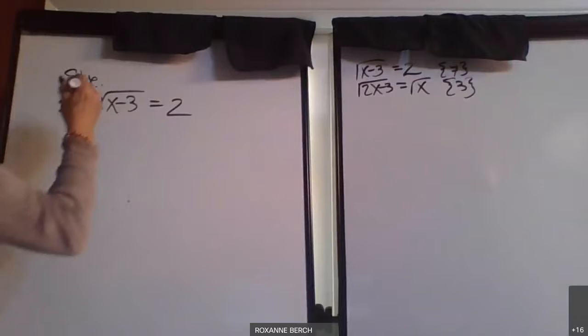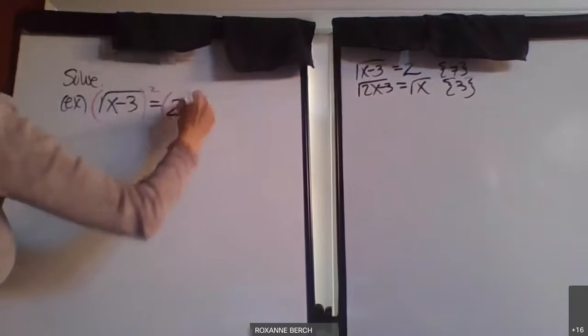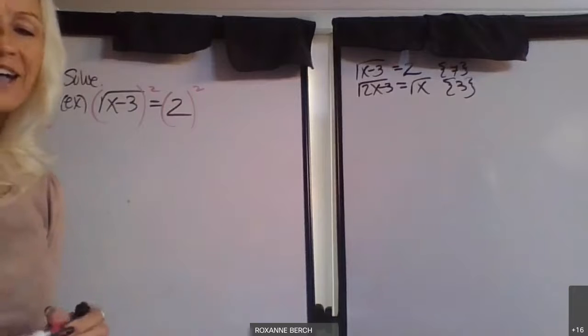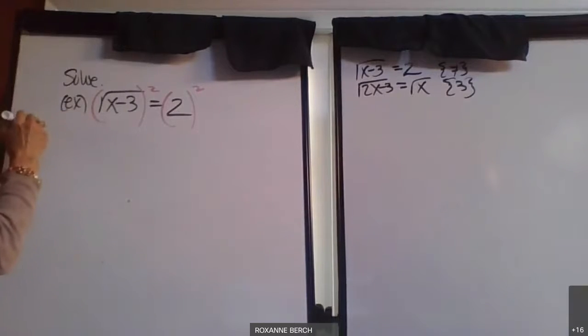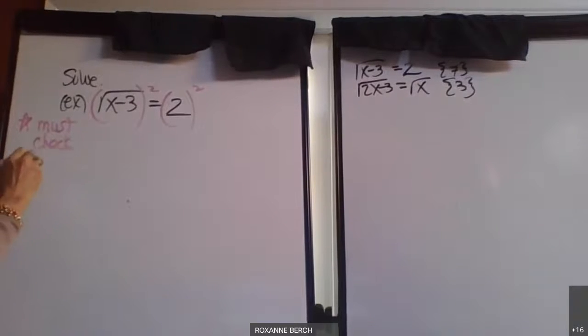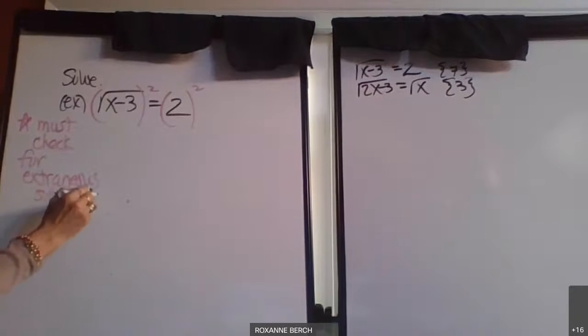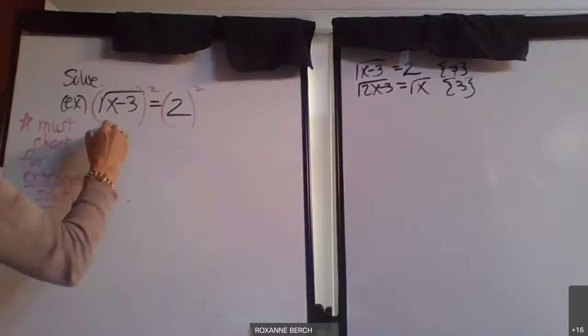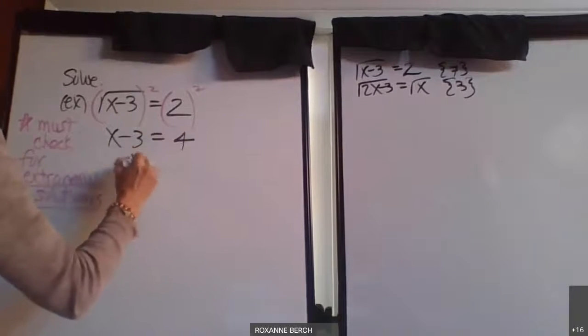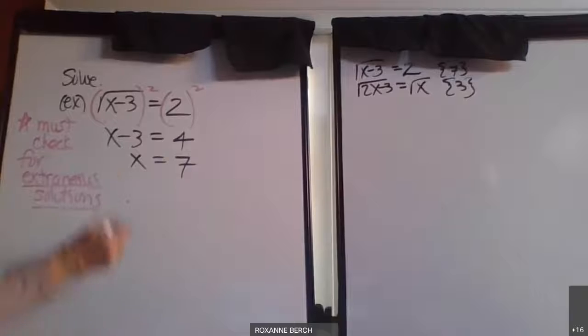All right, so what you're going to do is you're going to square both sides. Now, here's the deal. Remember, when you square both sides, you have to check for extraneous solutions. So you must check for extraneous or bogus solutions when you square both sides. So remember, a square undoes a square root. So you get x minus 3 is equal to 4, x is equal to 7.